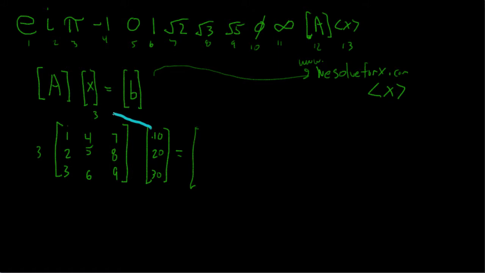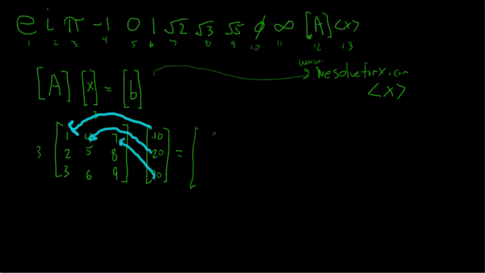10 times that column plus 20 times that column plus 30 times that column. That calculation gets you what, in effect, this turns out to be. Now I'll try to grab that, and now we're back to our original color. So let's see if we can do that.